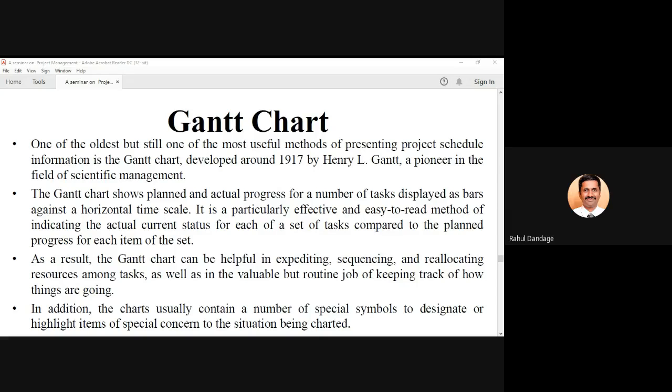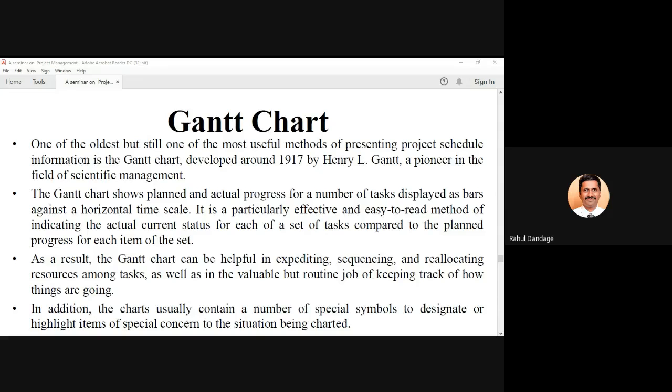That is very, very essential for any project manager. In just one look, he should be able to understand the status of the project. He should be able to understand the current status, and the status of all the processes at that particular point of time. Okay, so that is nothing but our Gantt chart.